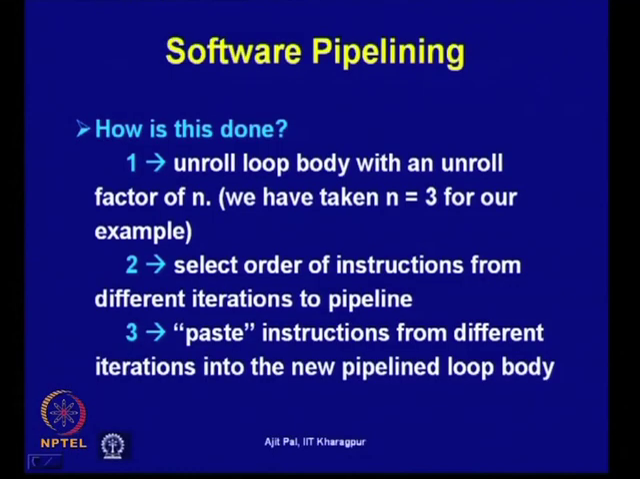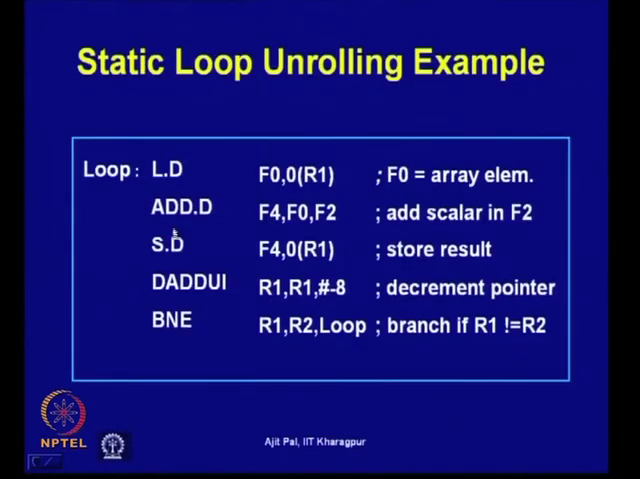So, unrolling is done, then select the order of instructions from different iterations to pipeline. Here you have to select instructions from different iterations to form a pipeline, and then paste instructions from different iterations into the new pipeline loop body. So, you will form a pipeline loop body by taking, or rather pasting, instructions from different iterations. Let me come back to our original example.